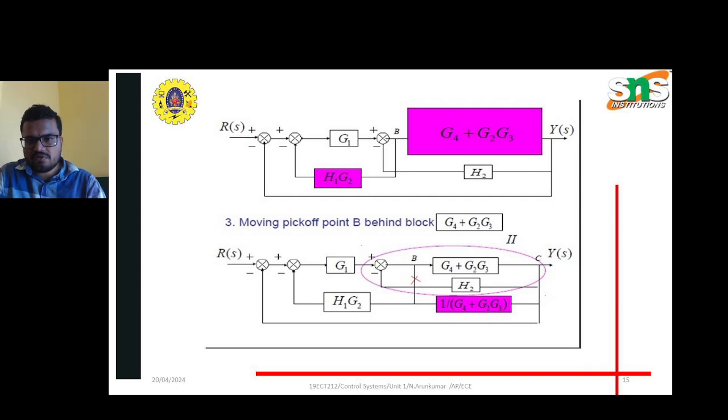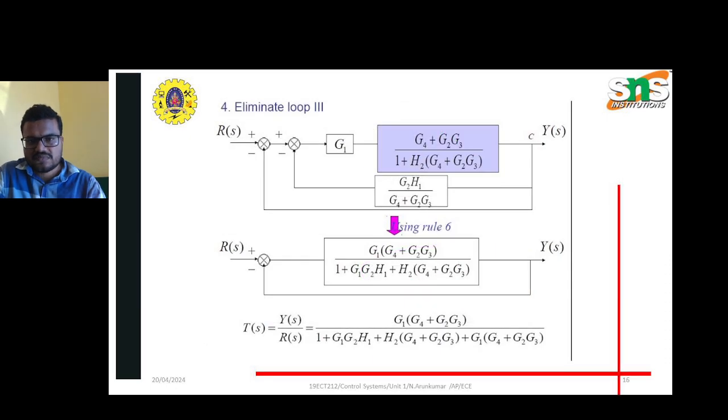It can be reduced as a feedback path. This G4 plus G2 G3 into H2 is a feedback path. It can be reduced in the next operation. After removing the feedback path, we get the transfer function. Here also there is one feedback path, so it can also be reduced based on the equivalent circuit. Finally we get the equation with R(S), the summing point, and the transfer function.